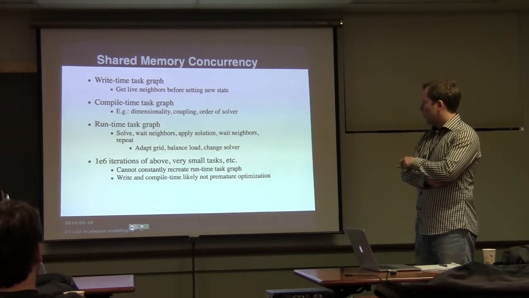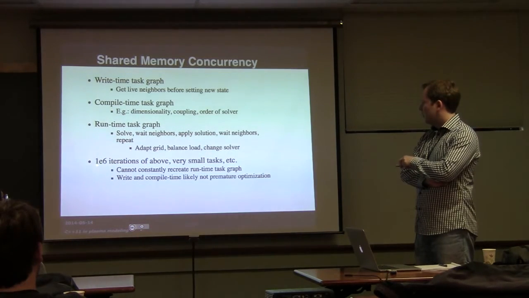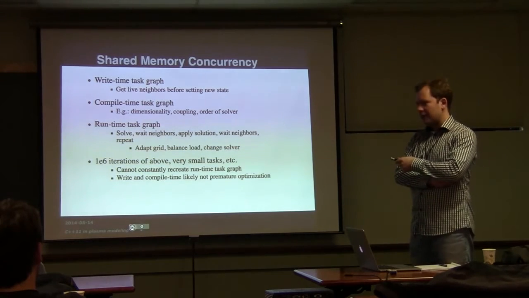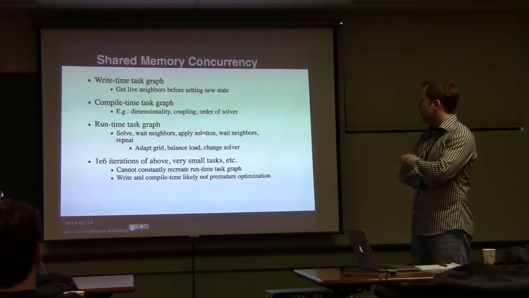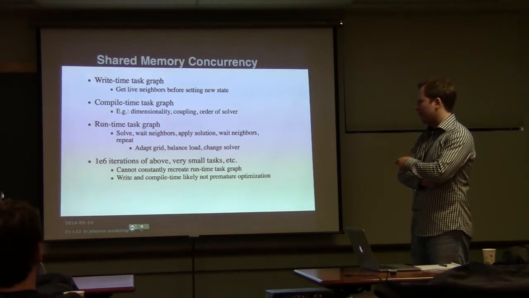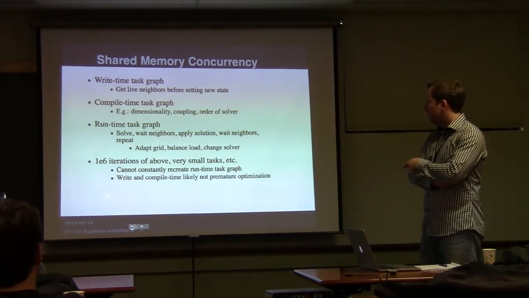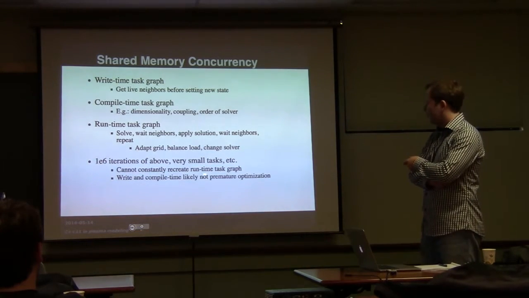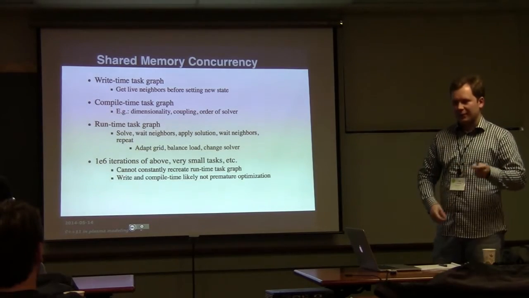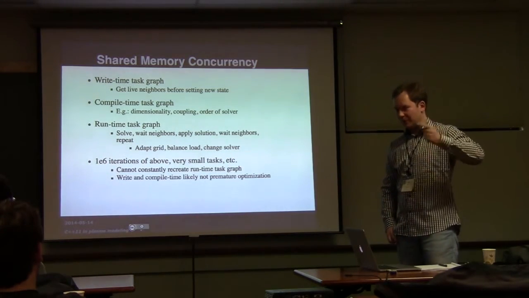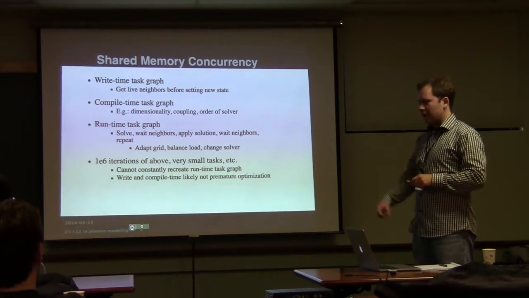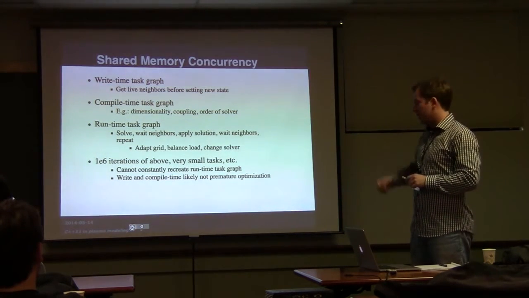So in the longer simulations, you take like 1 million iterations of this solve, wait, apply, wait, and then again, and then do something else in between, now and then. And so one thing is that you can't really constantly recreate the task graph after each iteration. It has to stay there and you just go through it again and again. And I haven't found this kind of thing anywhere yet.